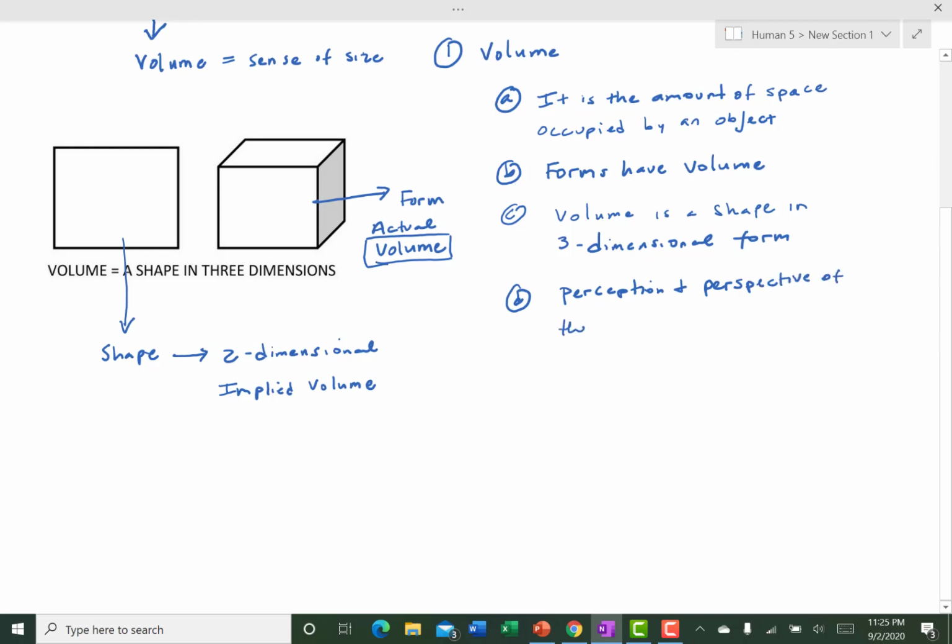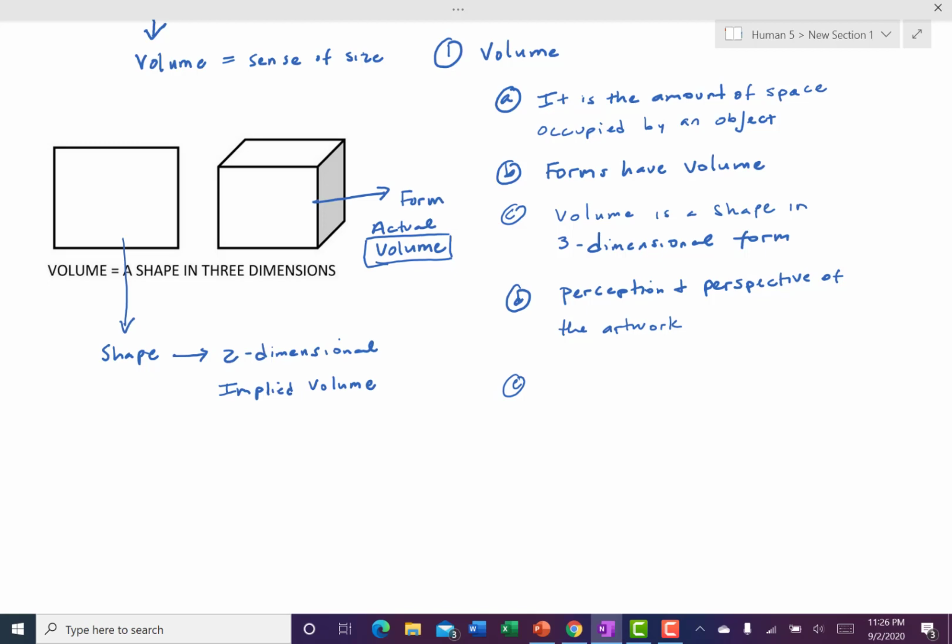It definitely gives you a sense of perception and perspective of the artwork. Not that you're calculating out the volume each time, but when you have a general sense of the volume of an artwork, because it's the amount of space occupied by an object, it gives you the ability to place it within the context of the area that it's in. When you have something incredibly massive that takes up a lot of volume, you're going to view that artwork differently than something that has a small amount of volume.